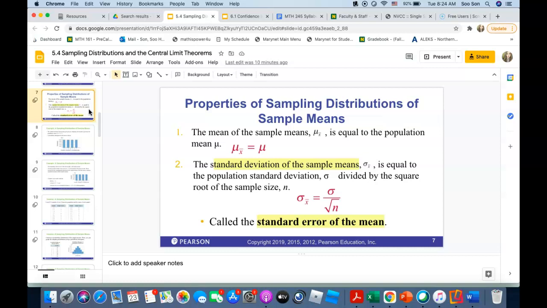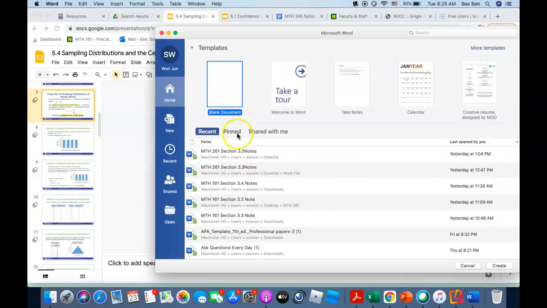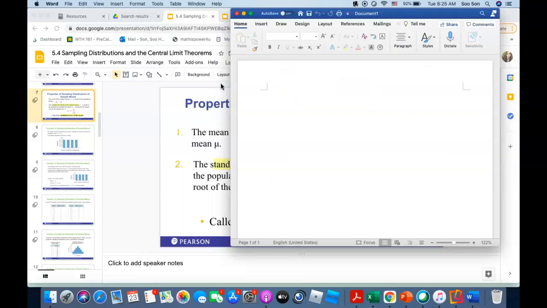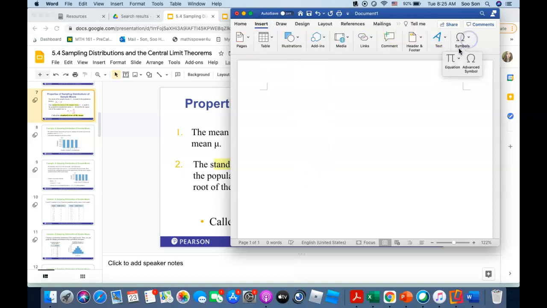Slide number 7 said the standard deviation of the sample means is the population standard deviation divided by the square root of n, right? So what I can do is open up my Word doc, and I will go ahead and do that standard deviation with you. Let me make this a little bit bigger so that I can type it. Maybe I will insert a math equation.